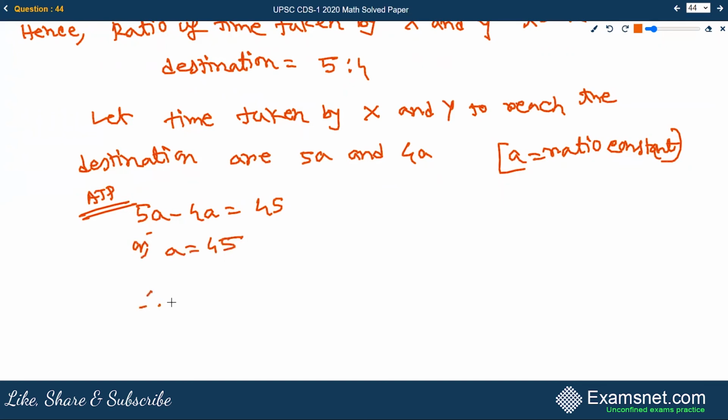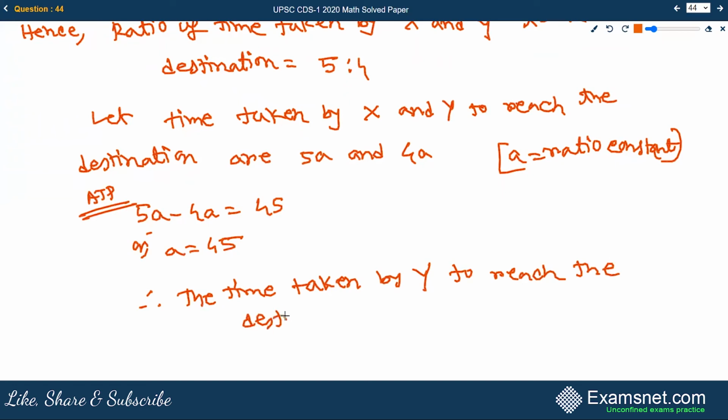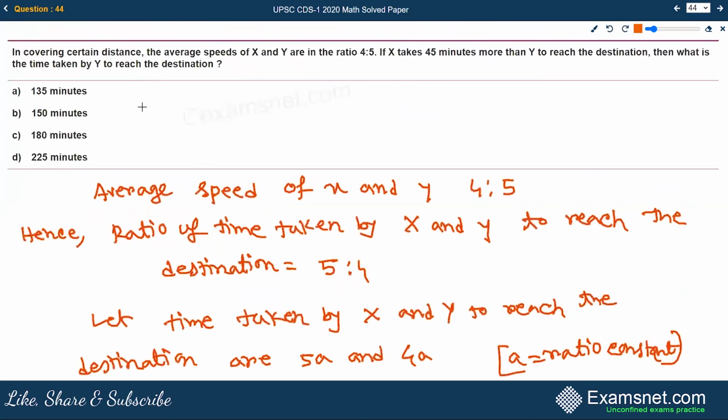Therefore the time taken by y to reach the destination is 4a. So a is 45 minutes. So here 4a equals 4 multiplied by 45 minutes, that is 180 minutes. So the time taken by y to reach the destination is 180 minutes. Option C is the correct answer here.